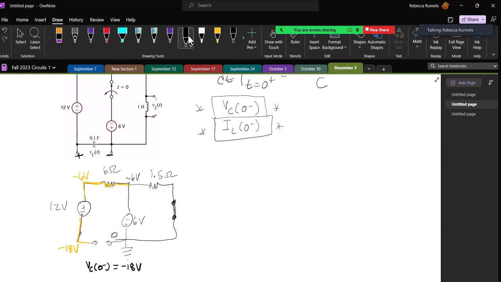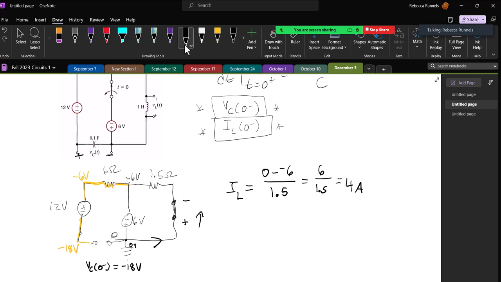By looking at our voltage here, if I'm looking at the current through the inductor, I want the current going through the side that's labeled plus and to the side that's labeled minus. So I have 0 volts right here, and going around to the other side of this resistor, I have minus 6 volts. And so the current through the inductor will be 0 minus negative 6 over 1.5, which is 6 over 1.5, which is 4 amps.